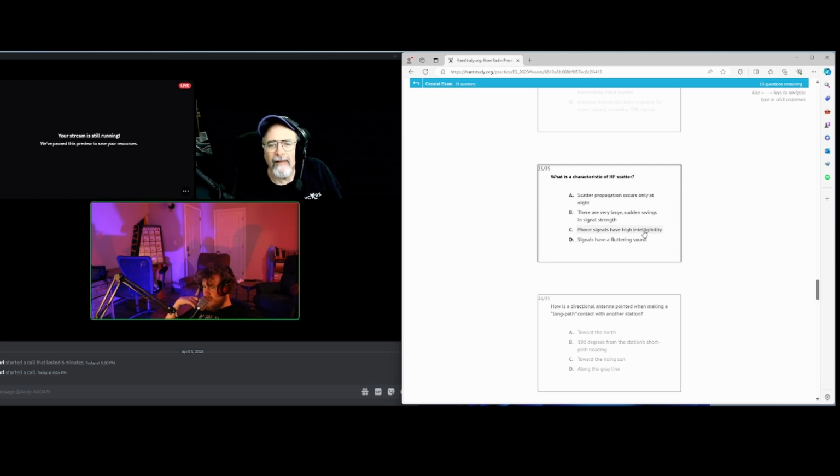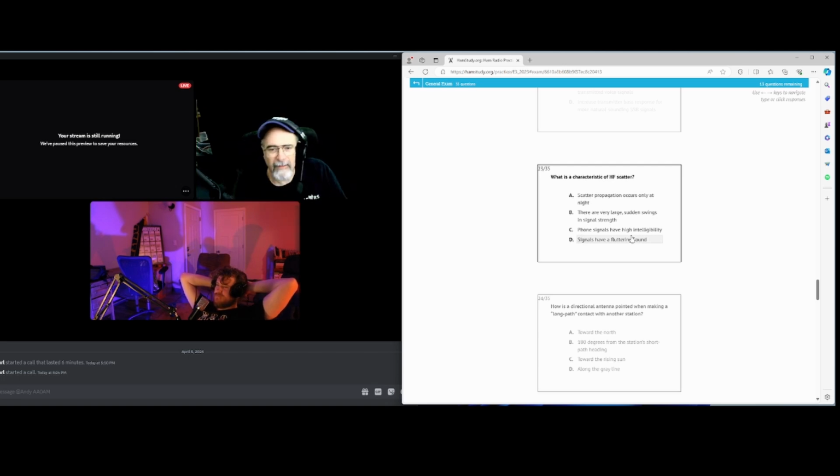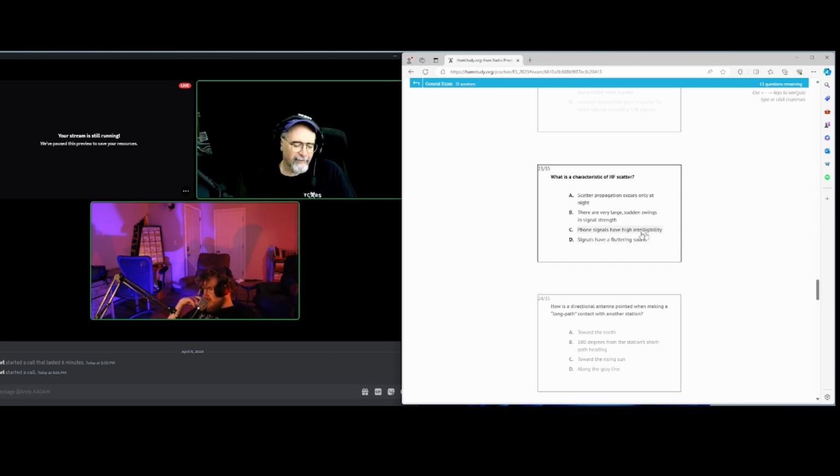What does that mean? Intelligibility. The phone signals have high intelligibility. Well, frequently when you're on voice modes in ham radio, they call it phone. So whenever you see the word phone, it's just somebody using a microphone, talking on ham radio, not digital modes. Interesting. Because I was always like, why are they talking about phones? Yeah, that's what they call it, phones, because you're basically talking.